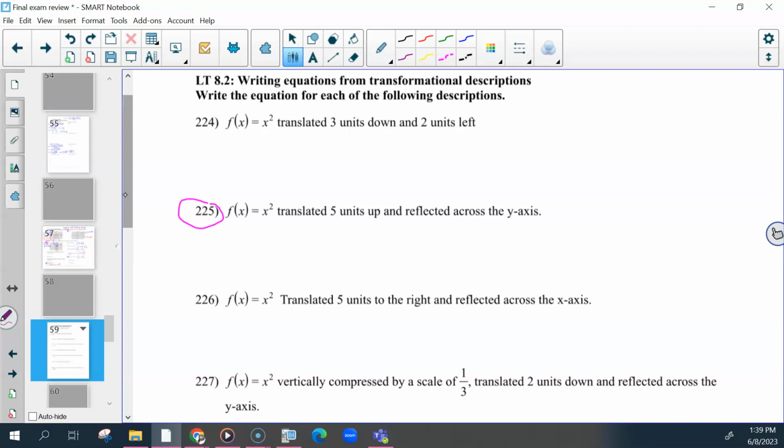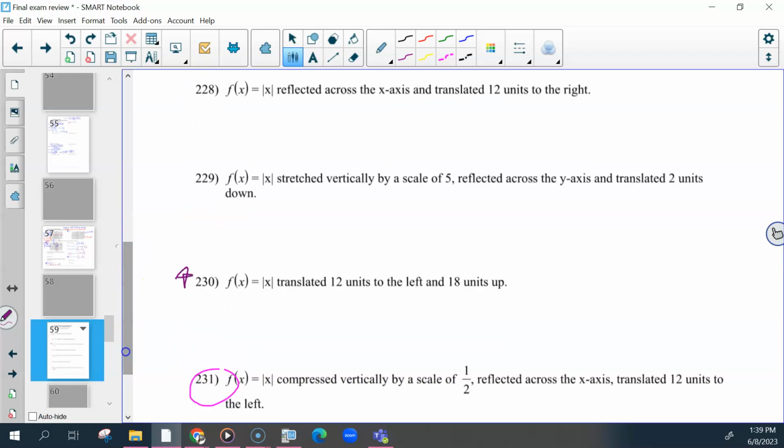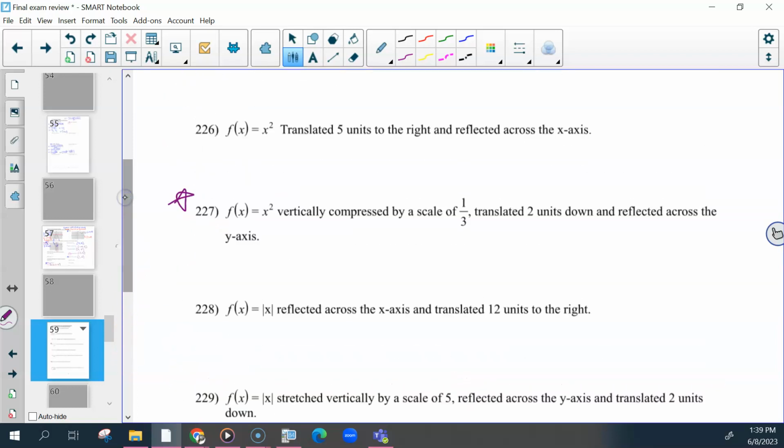Find any questions you want to go over from this page? 227. How about 230 as well? Oh no, it says 227 and 230. Yeah, 230. Okay. So for these, you have to remember all the words, what they mean, where they go.